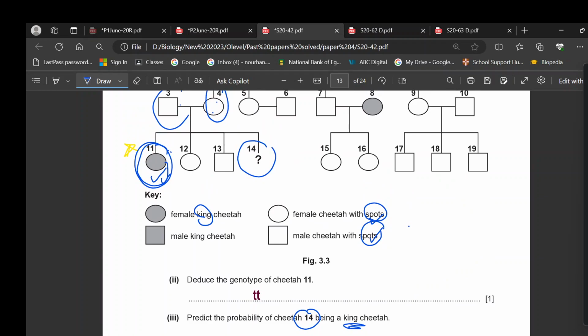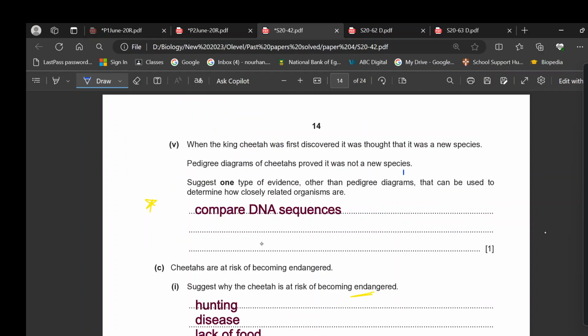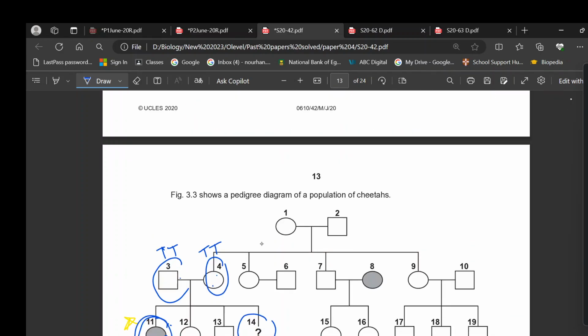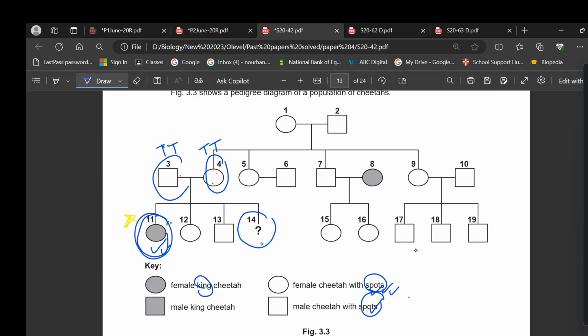Describe how the breeder could determine the genotype of cheetah 17. How can I determine the genotype of cheetah 17? I can see that cheetah 17 is a normal cheetah with spots type. If it is with spots, I have two options. Either it is capital T capital T, or it is capital T small t. So how do I know if it's this or that?